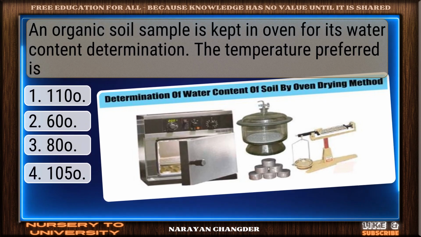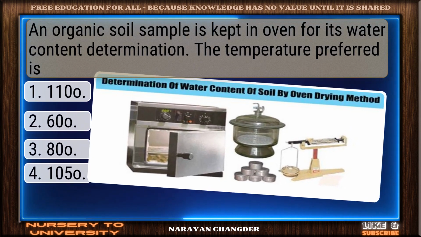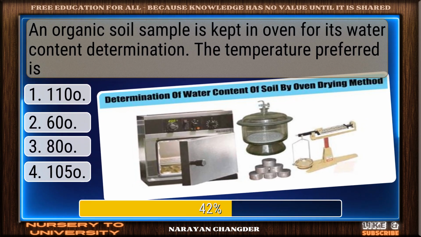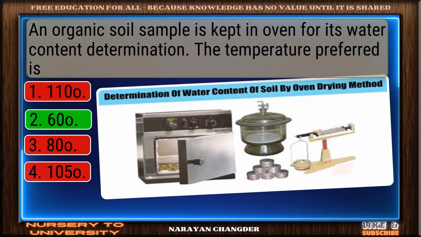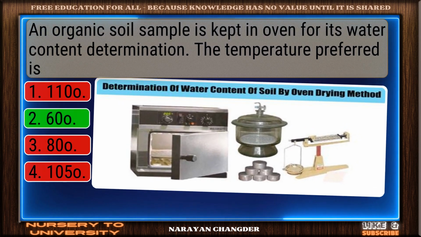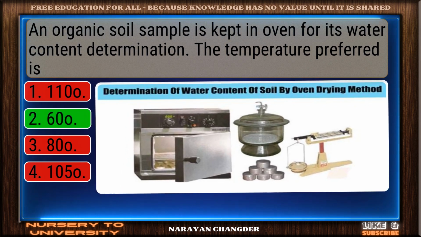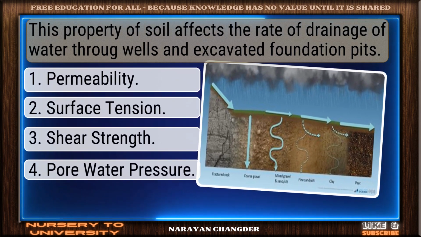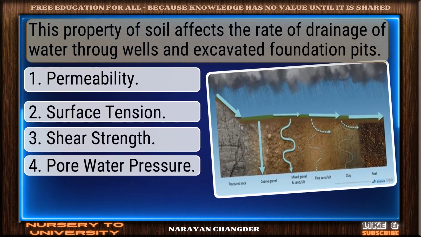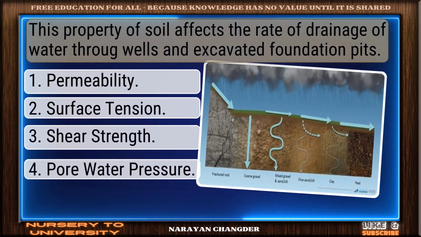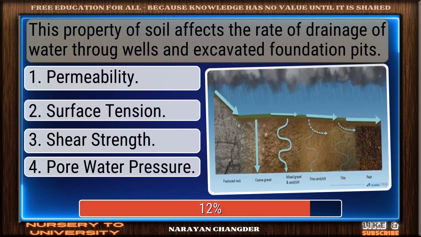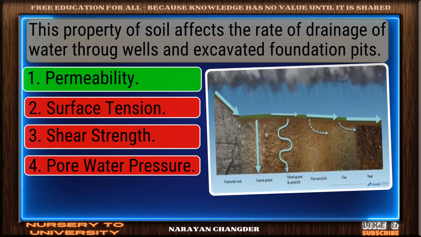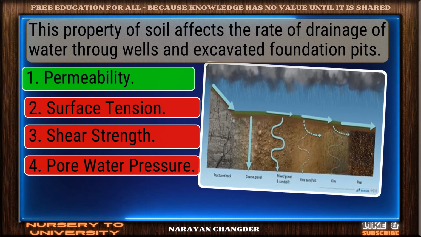An organic soil sample is kept in oven for its water content determination. The temperature preferred is... Correct response. 60 is the most accurate answer. This property of soil affects the rate of drainage of water through wells and excavated foundation pits. Correct. Permeability is the right answer.